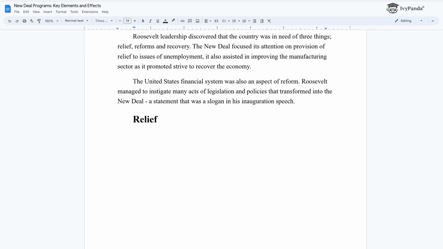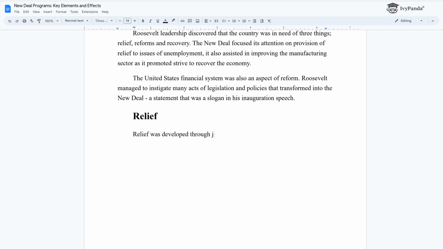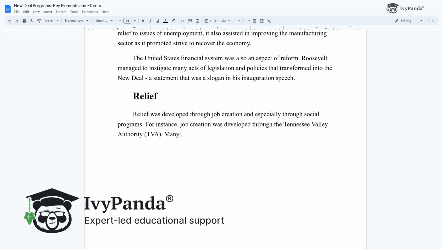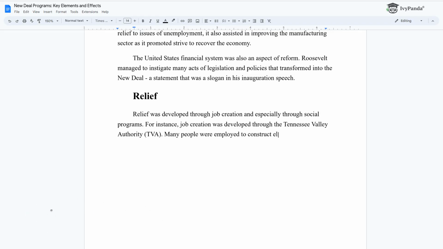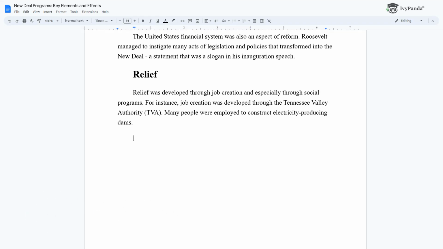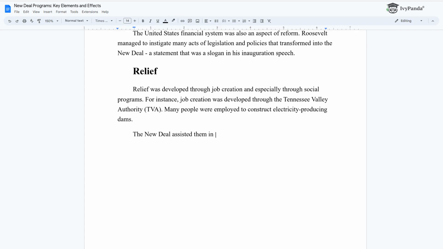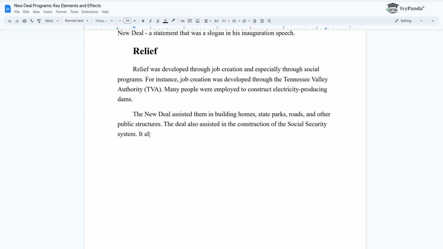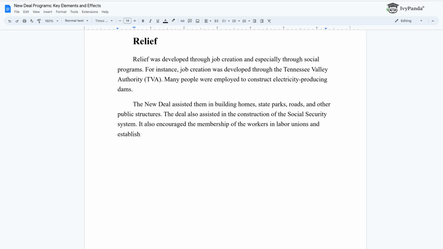Relief. Relief was developed through job creation and especially through social programs. For instance, job creation was developed through the Tennessee Valley Authority, TVA. Many people were employed to construct electricity-producing dams. The New Deal assisted them in building homes, state parks, roads, and other public structures. The deal also assisted in the construction of the Social Security system. It also encouraged the membership of workers in labor unions and established farming policies.